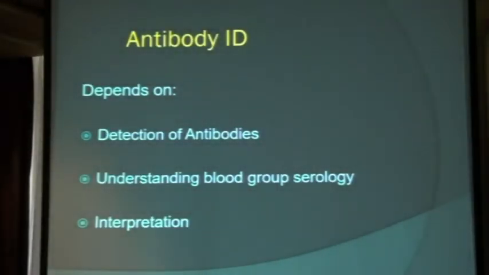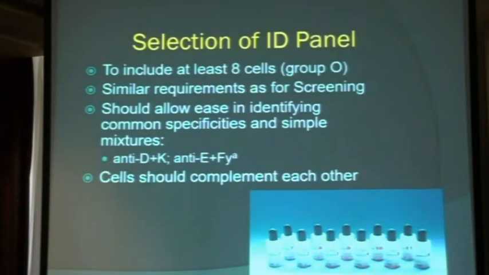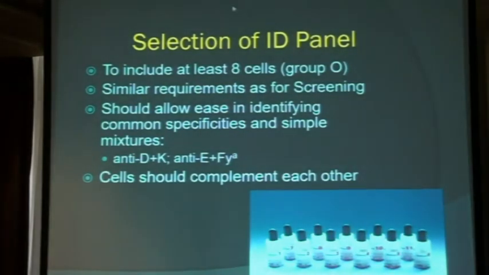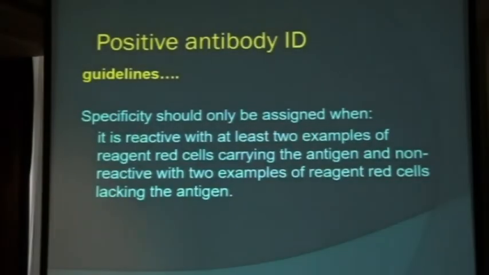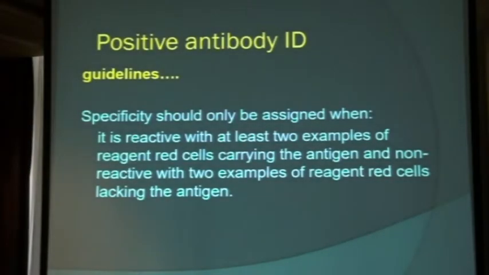If there is any positive in the regular antibody screening, we go for identification using at least 8 group cells, or 11 cells, another panel, which looks like this. Positive antibody identification.